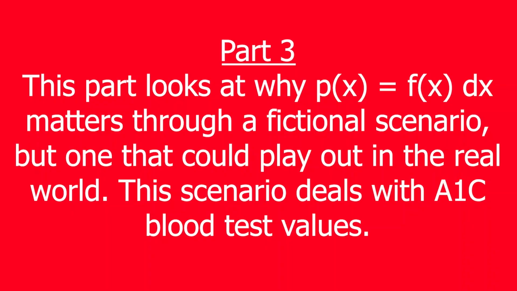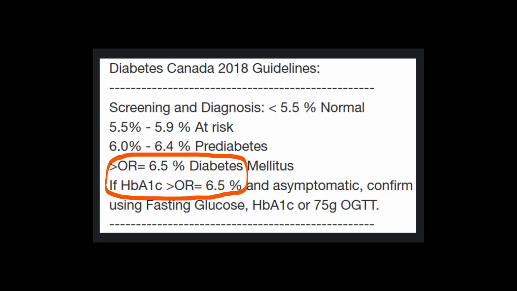Part 3. In this third and final part of the video, I want to look at why P at x equals f of x dx for a PDF matters. For this, I'm going to look at a fictional scenario, but one that could possibly play out in the real world. This scenario deals with A1C blood test values. From this slide, we can see that Diabetes Canada says that if A1C values are 6.5% or higher, generally this leads to a diagnosis of diabetes.